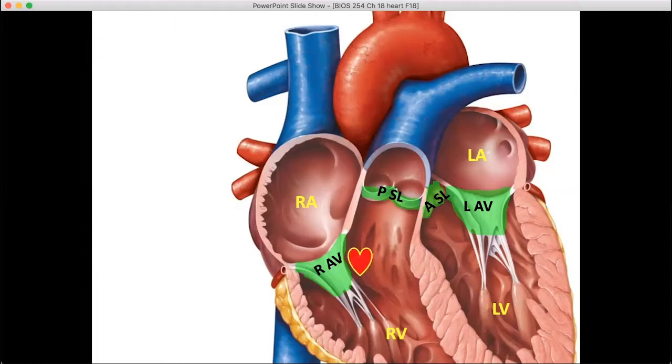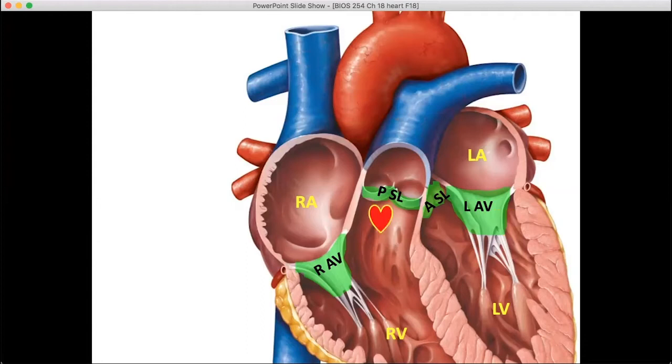There are four valves. Two valves are between the atria and the ventricles, and these are called atrioventricular valves, or AV valves. The right AV valve is between the right atrium and the right ventricle. Another name for it is the tricuspid valve. The left AV valve is also known as the bicuspid valve, and it is between the left atrium and the left ventricle.